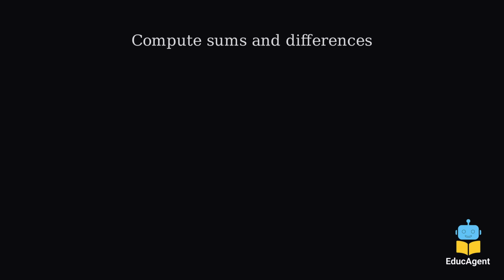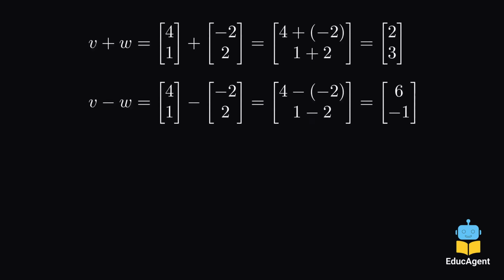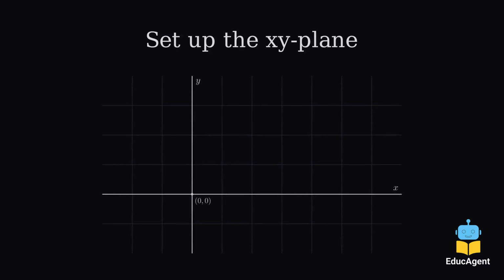First, we compute the component-wise sum and difference, so we know the endpoints. We get v plus w equals (2, 3), and v minus w equals (6, -1). These are the endpoints we will plot from the origin. We'll use a plane that contains all our endpoints, so the geometric relations are clear. We'll use this plane to plot the vectors and compare their endpoints and head-to-tail placements.